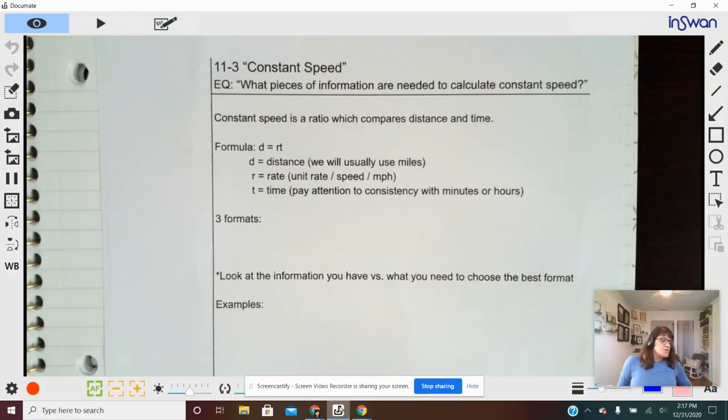Afternoon, everybody. So this is our last lesson in topic 11. For reasons I'll get into in class, we're just not going to spend time on the measurement section. The short version is we have apps for that now.